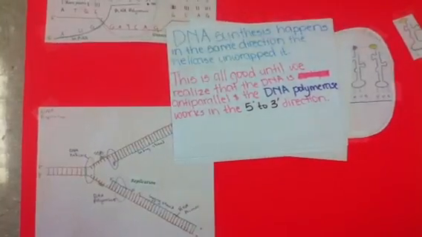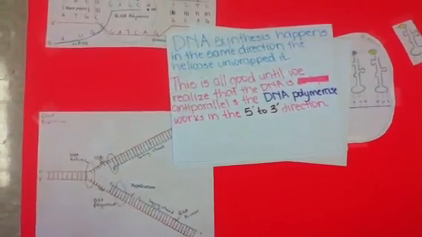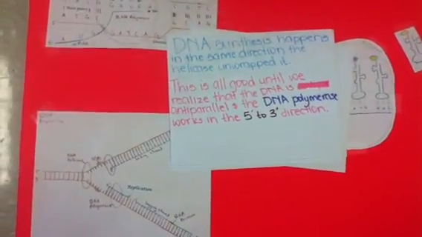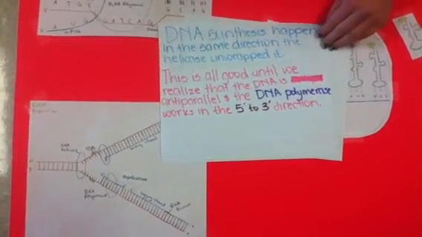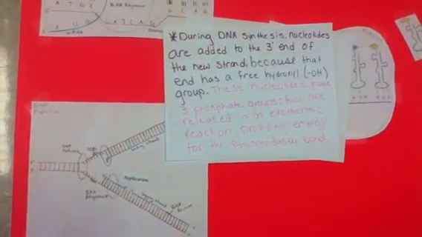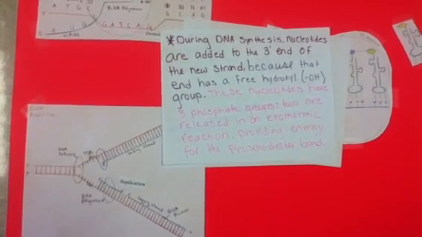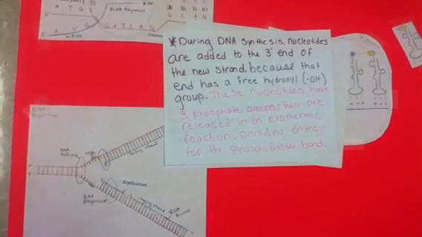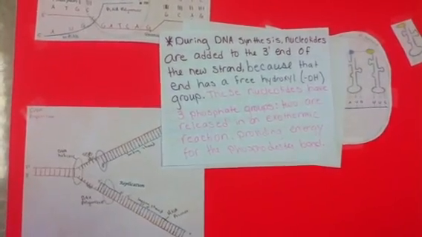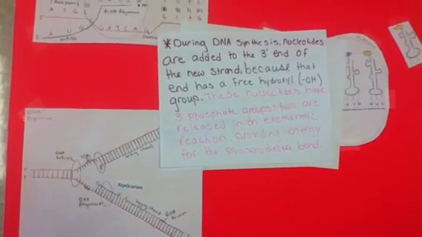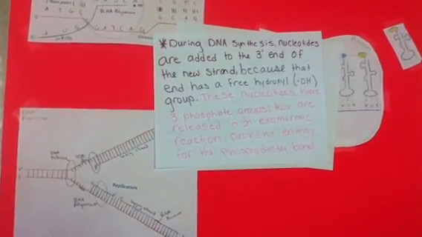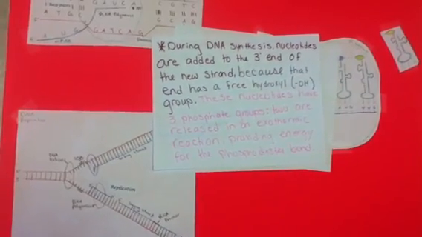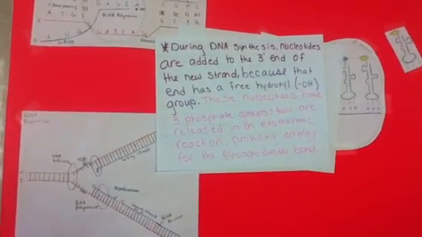This is all good until we realize that the DNA is anti-parallel and the DNA polymerase works in the 5 to 3 direction. During DNA synthesis, nucleotides are added to the free end of the new strand because that end has a free hydroxyl group. These nucleotides have 3 phosphate groups. 2 are released in an exothermic reaction, providing energy for the phosphodiester bond.